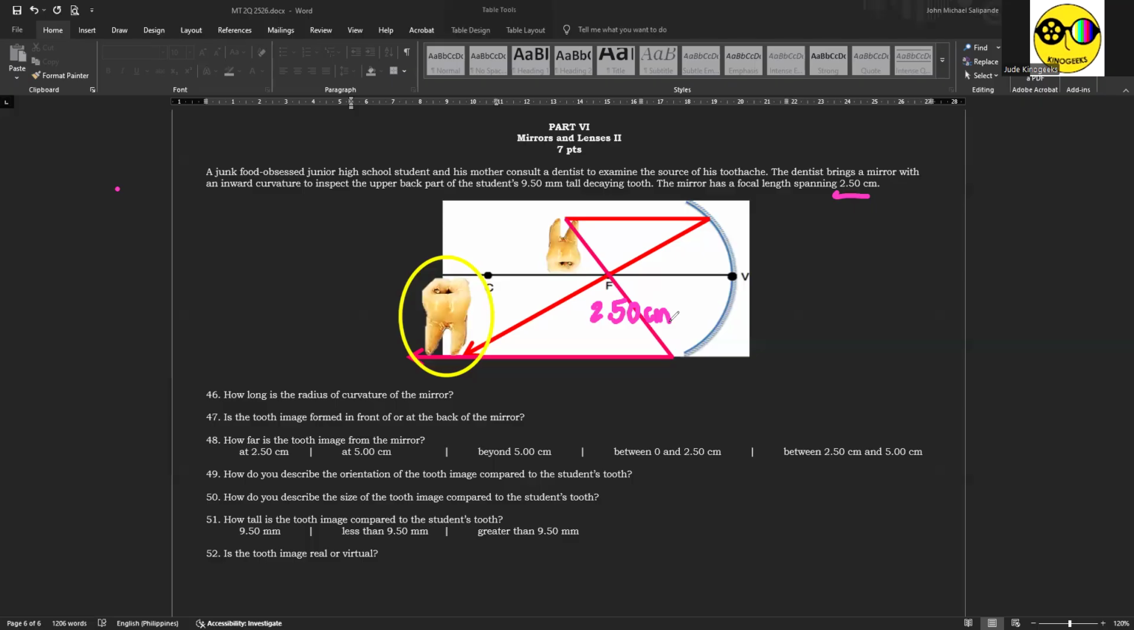But going back to number 46, in order to solve for C, you have to multiply the focus by 2. So if you have the focus of 2.5 cm, then the value of C is 2 times 2.50 centimeters, giving you 5 centimeters. Okay? So plug it in here.